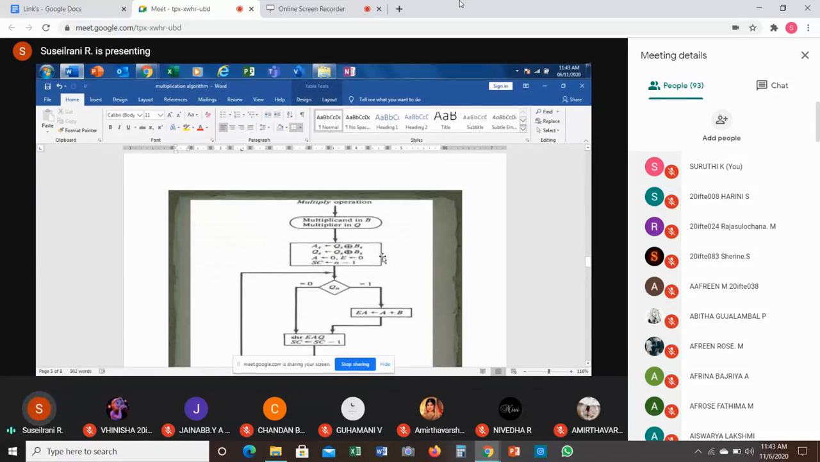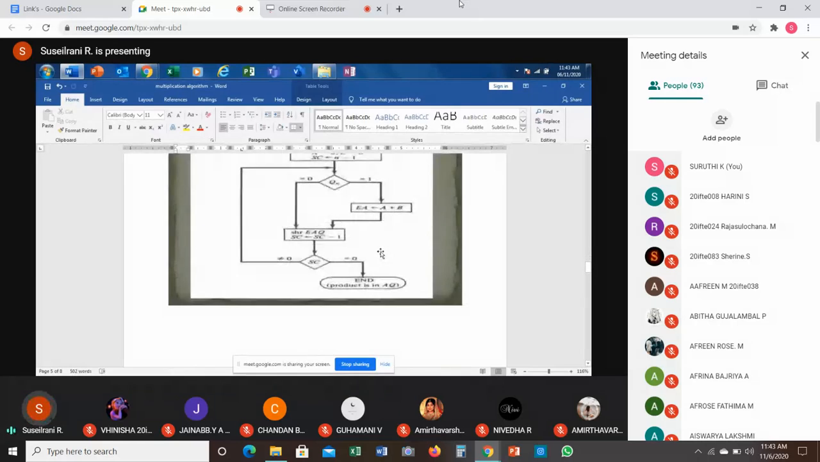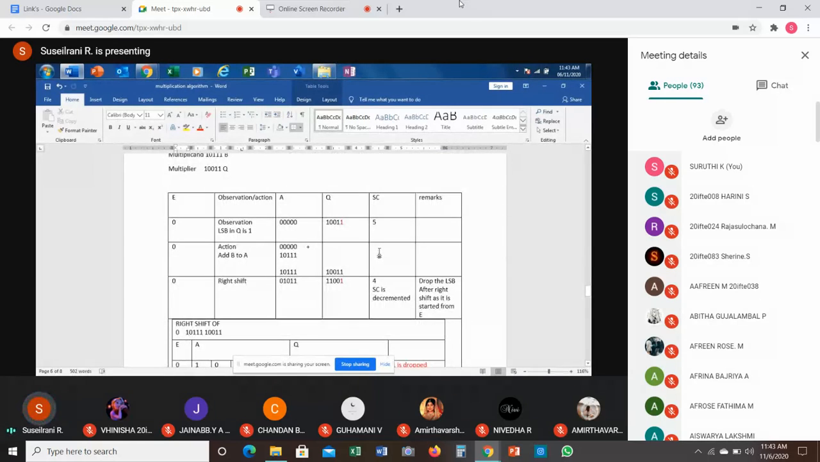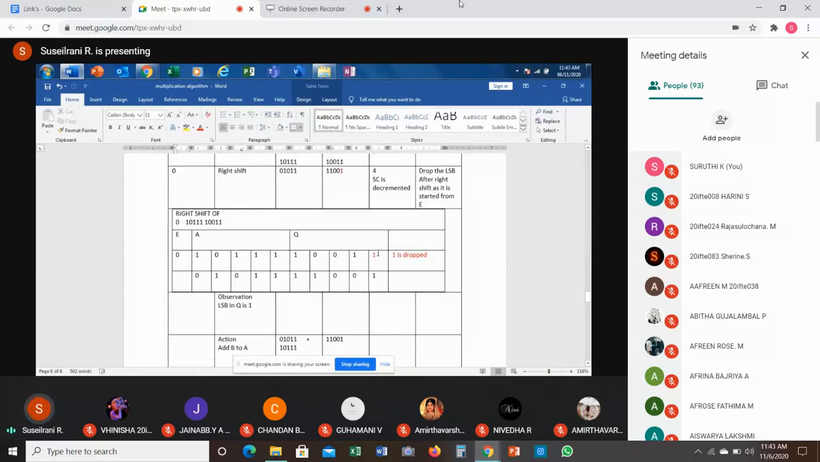We have 7 minutes more. I'll just tell you this Booth algorithm. We are going to have the arithmetic right shift. In case of arithmetic right shift, what we'll do is the first bit will be written as such, and then it will be shifted subsequently like this. That's what's called arithmetic right shift.